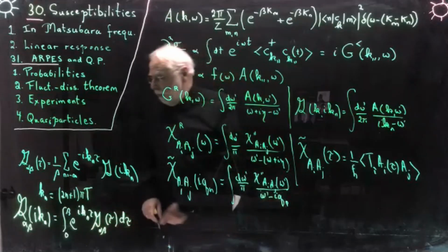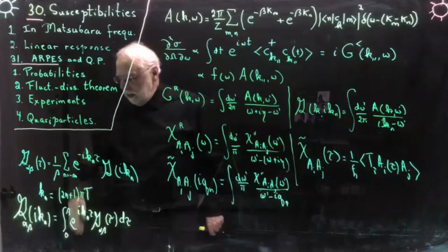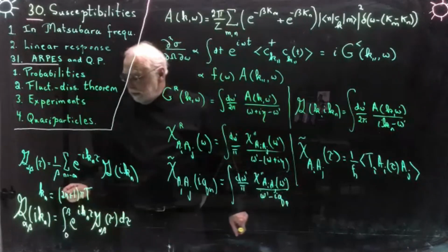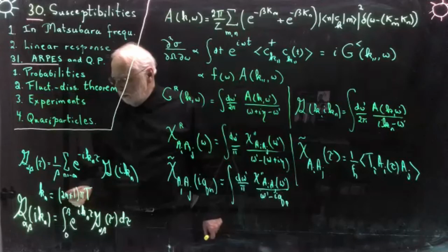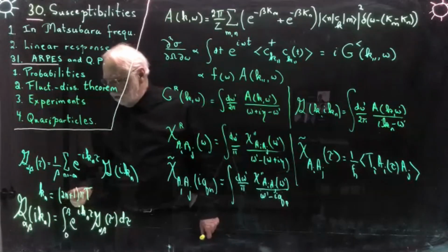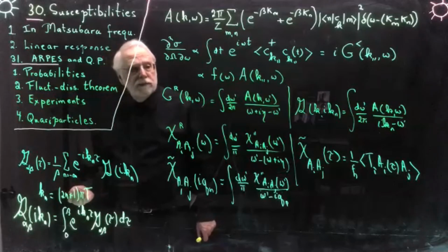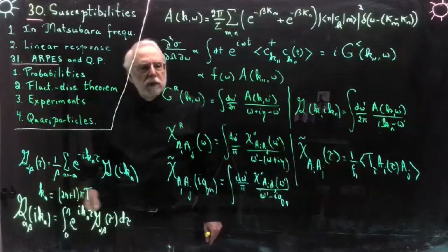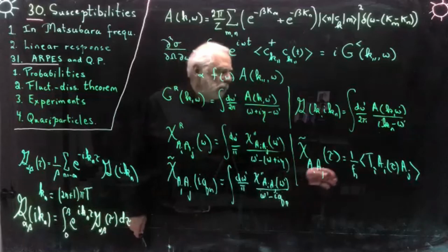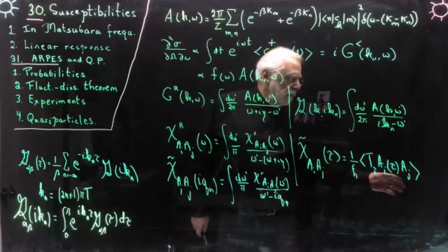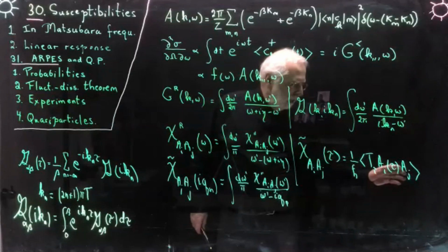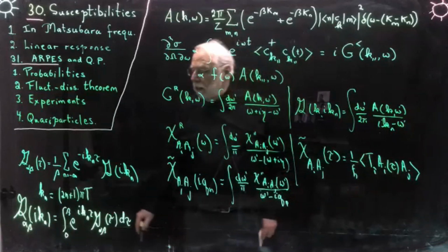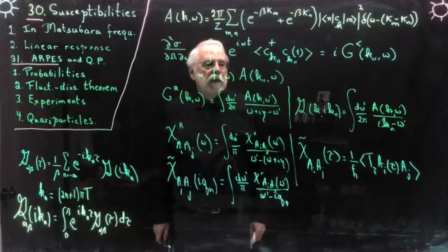So now, what I need to do is to tell you a little bit what happens here. What is this iq_n? This iq_n turns out to be even, 2n times pi t, not 2n plus 1. So for bosons, you get even Matsubara frequencies, and for fermions, odd Matsubara frequencies. And the reason is just that this thing has periodic properties instead of anti-periodic like here.